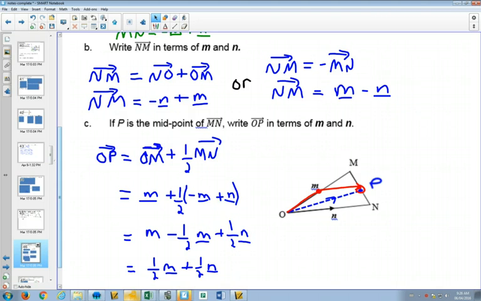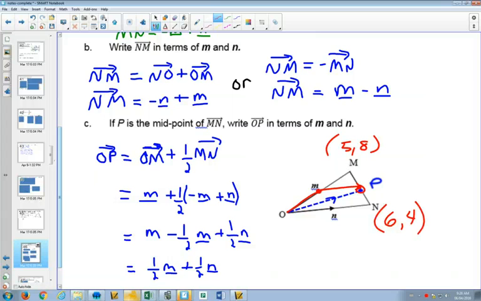Putting this back into our coordinate geometry, let's say this was the point 5, 8, and this was the point 6, 4. If you wanted to find the point P, in the past you would have used your midpoint formula. You would have added the two things up and divided by 2, and that would have been no problem.